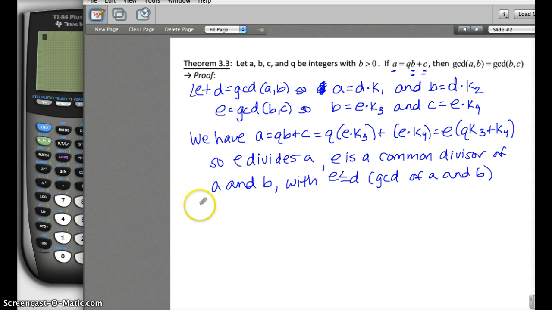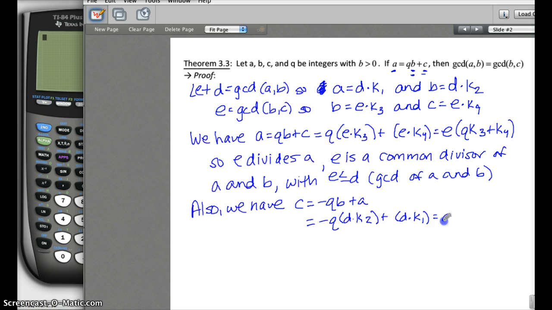In the same way, so also, if we take that original statement that we had, our division algorithm, and just move some things around a little bit, we could say that C is equal to a negative QB plus A. So just moving that QB term to the other side. And then make some substitutions again, just like we did before. I could replace B, this time I'm going to use the first definitions, with D times K2, and replace that A with D times K1. So some factoring, and we've got D times negative Q K2 plus K1.